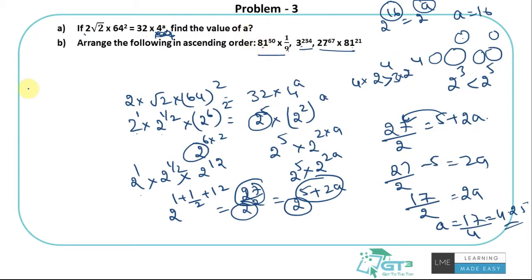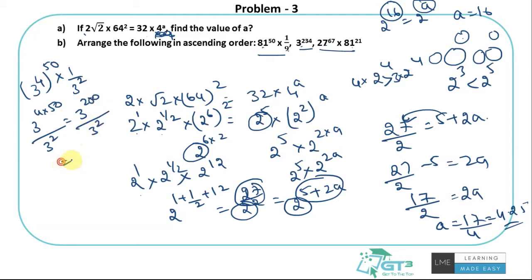What is 81? 3 power 4, power 50, and 1 by 9 is 1 by 3 square, right? 3 power 4 power 50 is 3 power 4 into 50, by 3 square. So 3 power 200 by 3 power 2. So this can be written using x power a by x power b is x power a minus b. So this is 3 power 198. This entire expression will come to be 3 power 198.